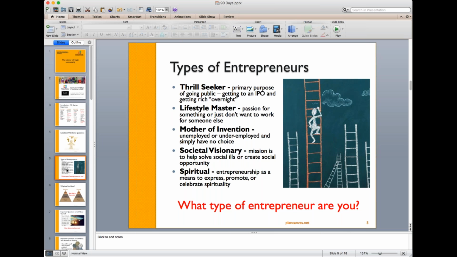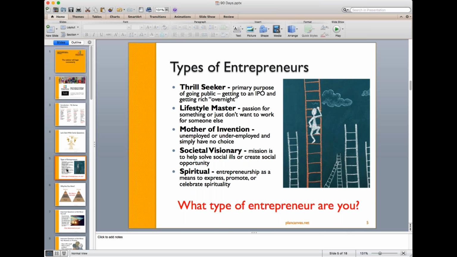And then finally, a fairly new kind of concept is the spiritual entrepreneur. So this is an entrepreneur that begins a business really as a means to express, promote, or celebrate their spirituality. And that could be religion. It might not be. It could be something else, however they define spirituality. So that type of entrepreneur is really putting a business together with that type of specific focus in mind.